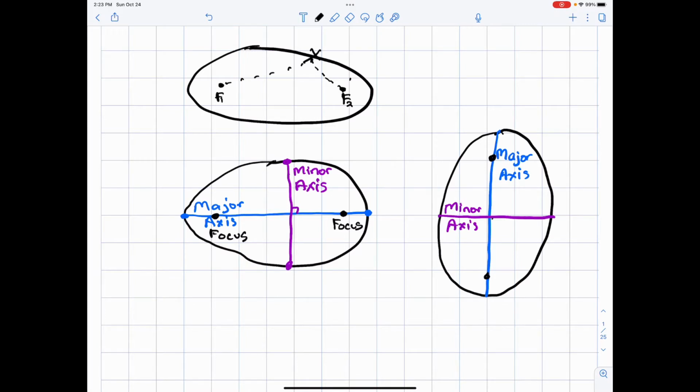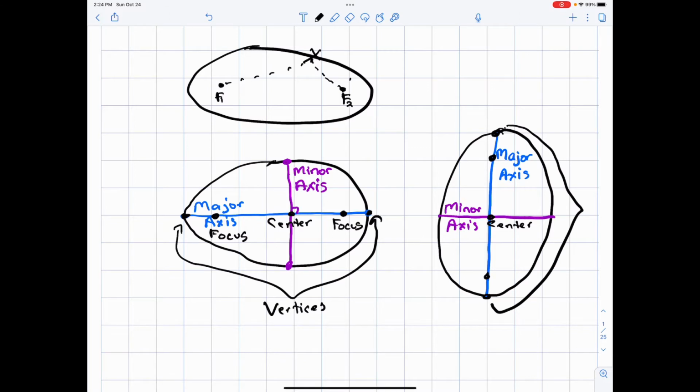You have the center of the ellipse. That's where those two axes intersect. So that's the center. And what else? Vertices. If they ask you about a vertex, the vertices are the endpoints of the major axis. So those two are vertices. Or even if it's oriented the other way, you're looking at your major axis, that longer axis, and those 2 points are going to be your vertices.